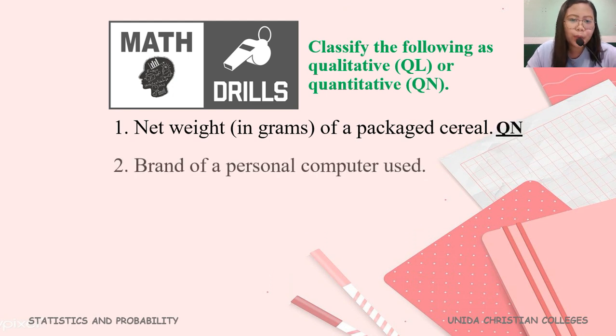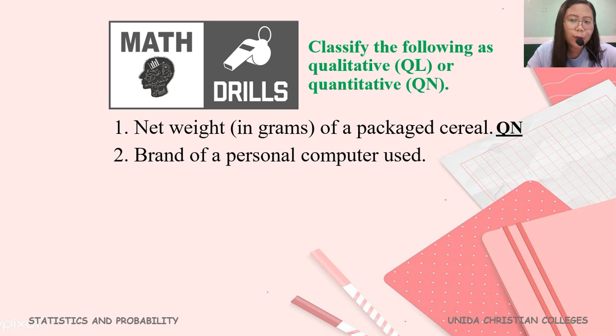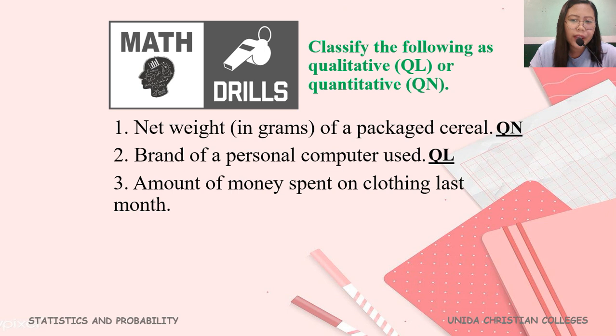Okay? Number 2, we have brand of personal computer used. O ano-ano ba yung mga brand ng PC natin na ginagamit? Pwede lang natin i-categorize yun. That's why it is a qualitative data. Number 3, the amount of money spent on clothing last month. O yung amount daw ng pera na nagastos sa clothing last month. So that is, ayan, you need to count. Kasi kailangan mong magbilang, that is quantitative.